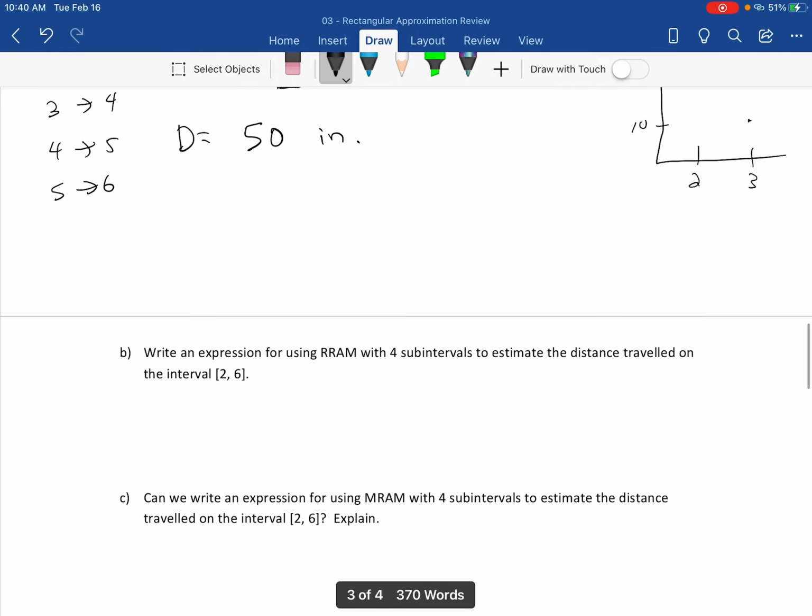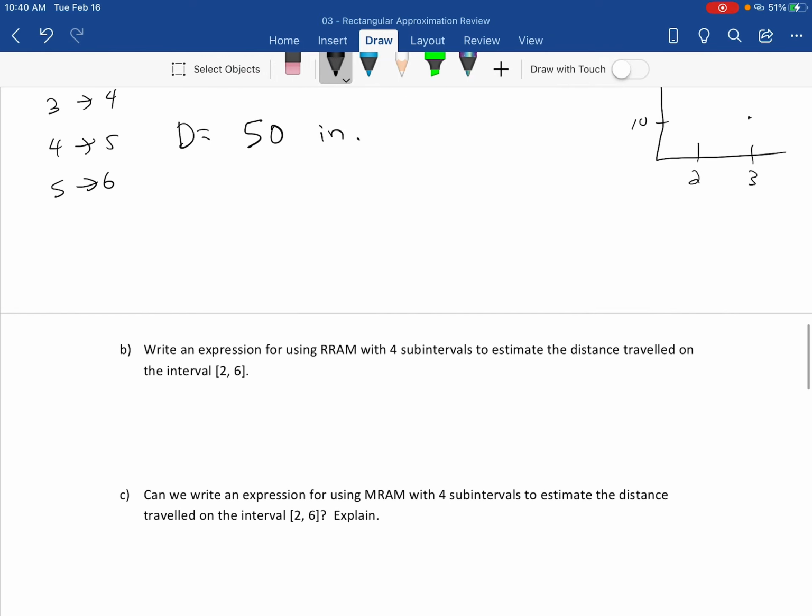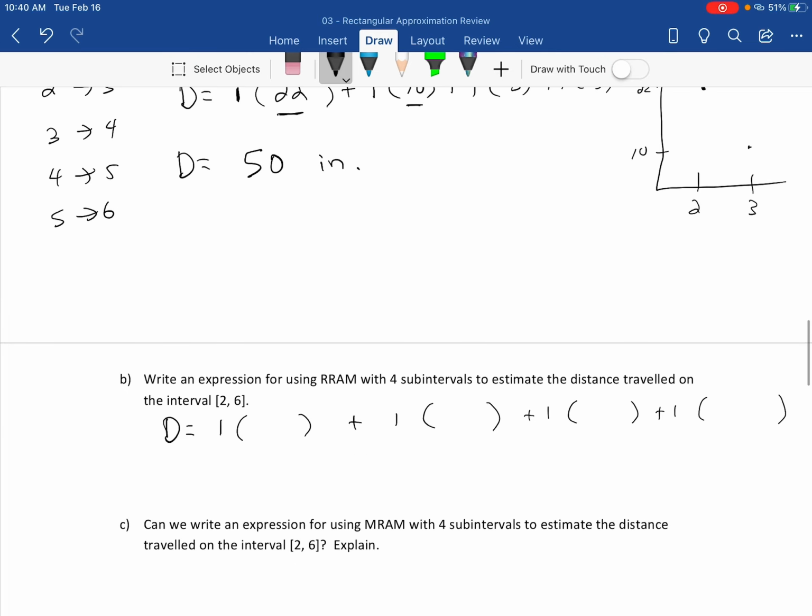Let's do it again for RRAM. For RRAM, again, we'd have distance, and each rectangle would be 1 wide. So there's the first interval, and then the second interval, and the third interval, and the fourth interval. And let me handle this a little bit differently, just in case that explanation wasn't very good for you. Since we're using RRAM, this interval right here, I'll put a little notation in here, would be the 2 to 3 interval. And in here is 3 to 4. And in here is 4 to 5. And in here is 5 to 6.